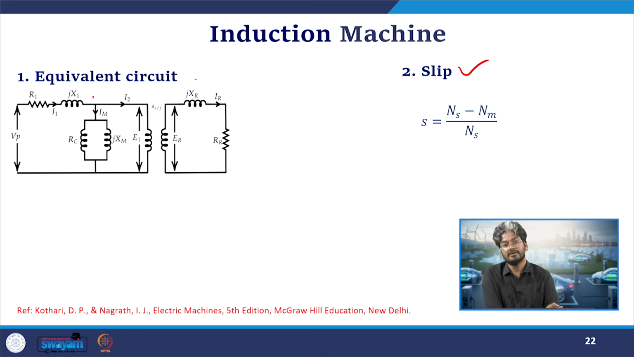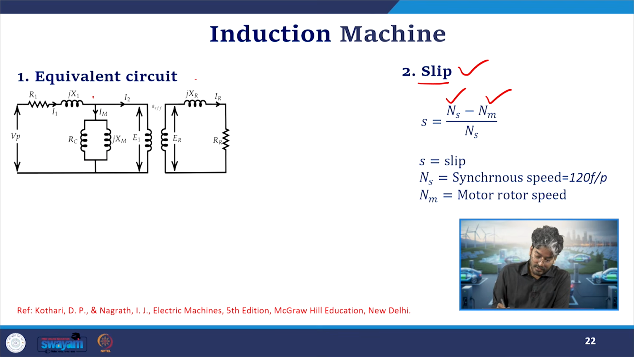The induction machine is not a synchronous motor, that is, it will not rotate at the synchronous speed, which is given by 120f/p. The actual speed of the motor will be somewhat less than the synchronous speed. The difference between the synchronous speed and the actual motor speed is defined in terms of slip. So slip will be the synchronous speed minus the motor speed, divided by the synchronous speed. As I said, the synchronous speed is 120f/p, and the motor will rotate at a speed slightly less than the synchronous speed.